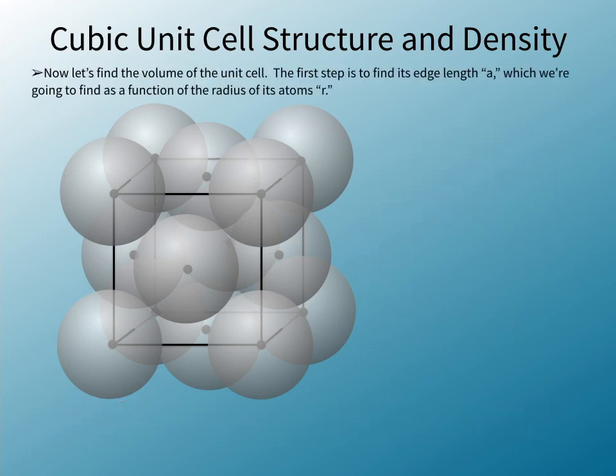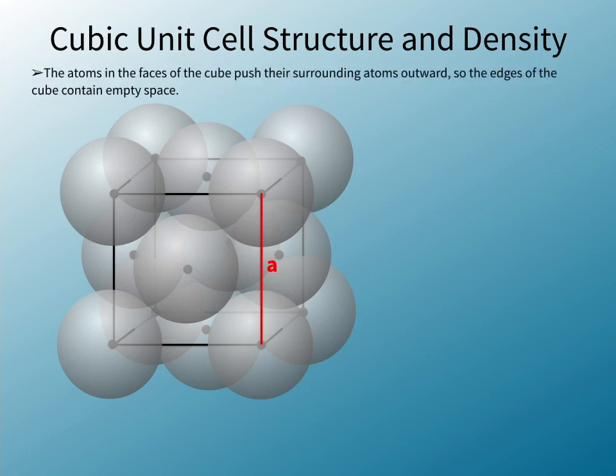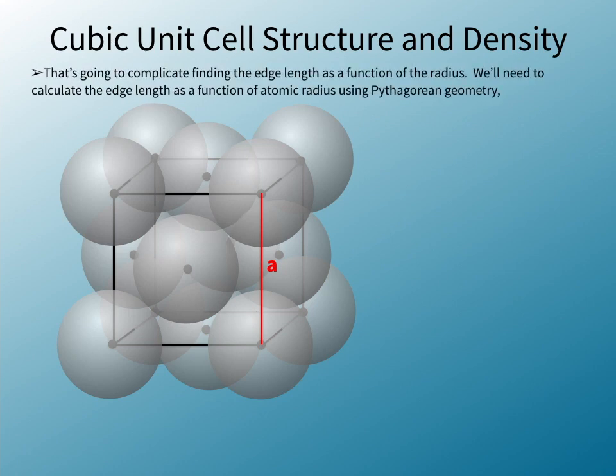Now let's find the volume of the unit cell. The first step is to find its edge length, A, which we're going to find as a function of the radius of its atoms, r. The atoms in the faces of the cube push their surrounding atoms outward, so the edges of the cube contain empty space. That's going to complicate finding the edge length as a function of the radius. We'll need to calculate the edge length as a function of atomic radius using Pythagorean geometry.